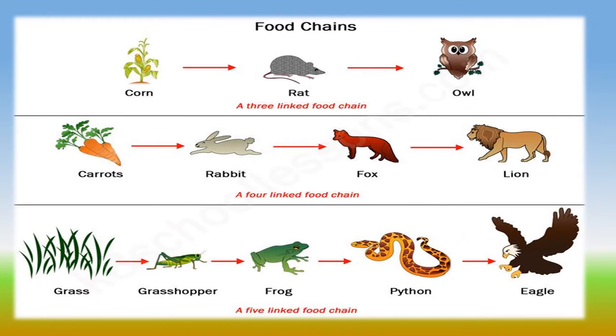Proceeding ahead, let's have a look at these three types of food chains. This one is a three-linked food chain. Here there are only three levels. Then another is a four-linked food chain, and similarly this one is a five-linked food chain. In different ecosystems, or in a single ecosystem, there may be 3-linked, 4-linked, or 5-linked food chains existing at a time.